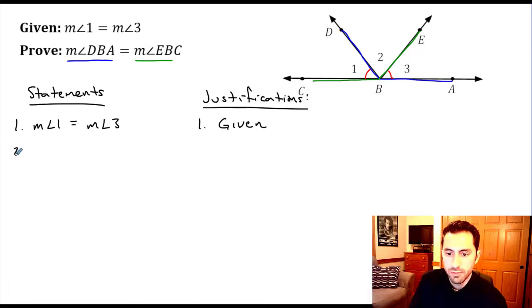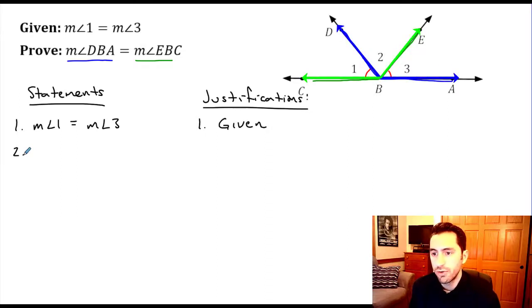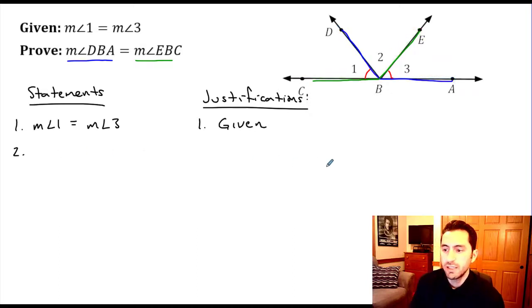From here, it may not be obvious where I want to go next, but I do know where I want to end up. I have these two angles that I want to show are the same. Because I know I want to work with those angles, I need to get them into my proof somehow. So I'm going to write a couple statements that relate those two angles to the 1s, 2s, and 3s I have in here.